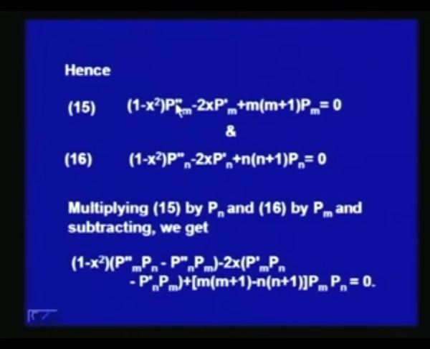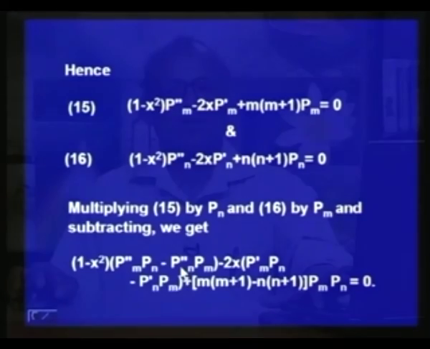Now, let us multiply equation 15 by P_n and 16 by P_m and then subtract. We will have (1 - x^2)(P_m'' P_n - P_n'' P_m) - 2x (P_m' P_n - P_n' P_m) + [m(m + 1) - n(n + 1)] P_m P_n = 0. The first two terms can be combined to give the following.